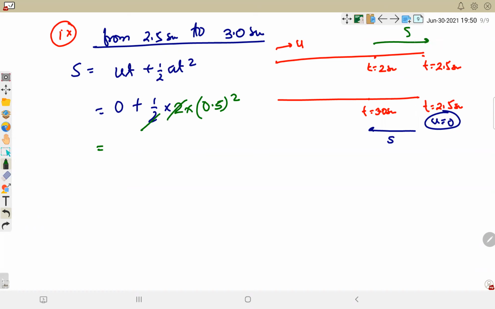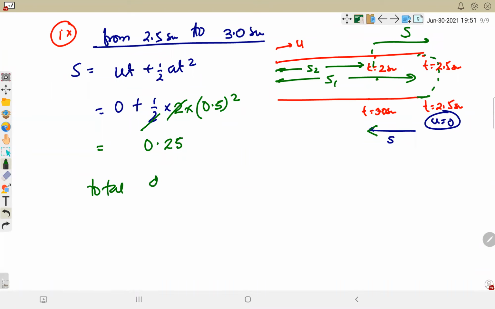In the book, you would first calculate forward for the whole 2.5 seconds, apply the equation, then calculate in 2 seconds, then subtract, but do a little smart work. Since the distance covered is the same in the forward half second, 2 to 2.5, in the opposite direction also the distance is the same. Since it is coming back to the same position, displacement is 0. So when you use that downward, opposite direction motion, u is 0, and 0.5 square becomes 0.25. So total distance covered from 2 to 3 second.